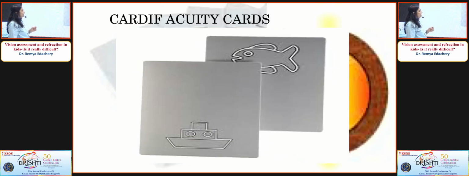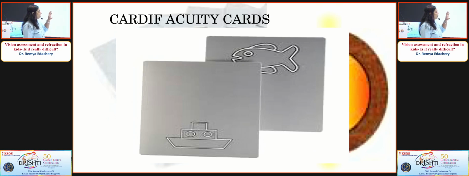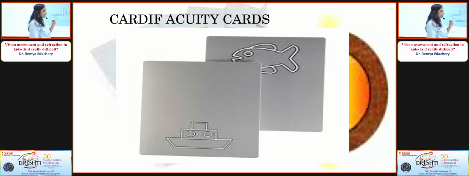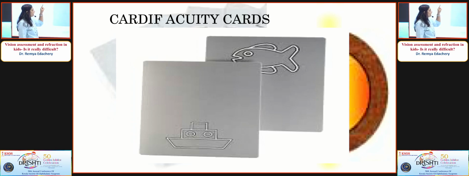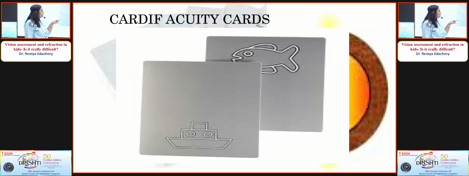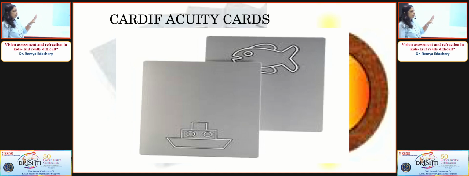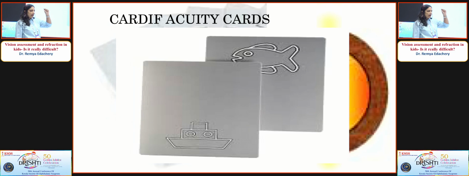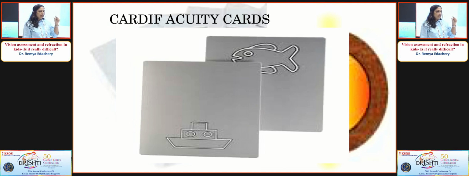Then you have the Cardiff acuity cards. Here, what is known as vanishing optotypes will be there. So there will be a white band which is bordered with a dark line. All the pictures will have the same size, but the bandwidth will be decreasing. According to that, the narrowest bandwidth with which the child responds will be the visual acuity.